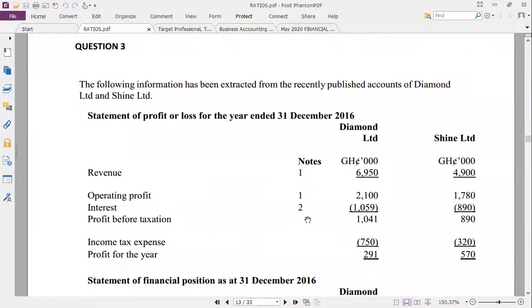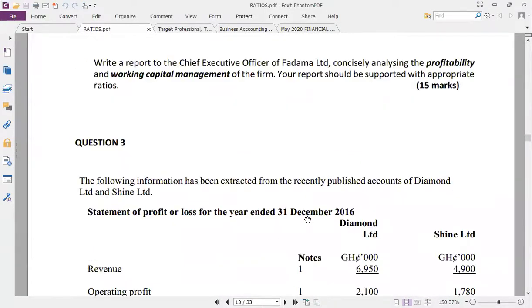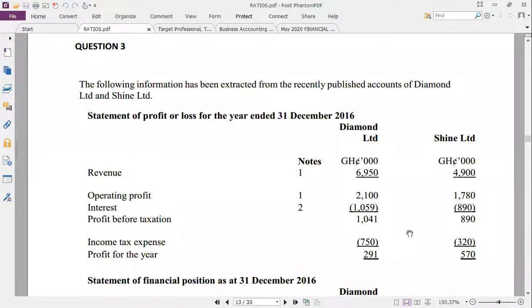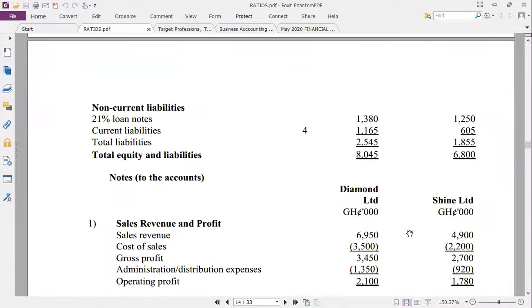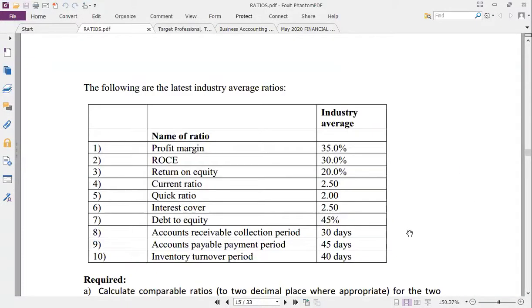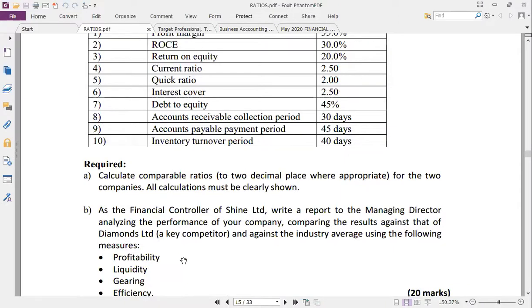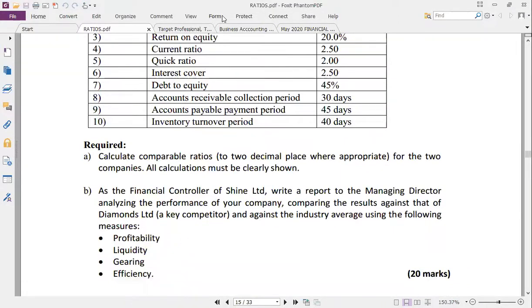Okay, so now let's continue the game. But if you come to Diamond and Shine, it's not like that. When you come there, you are restricted. The following are the latest industrial averages. So 10 ratios. You are restricted to these 10 ratios. You are done. That's Diamond and Shine, before you go ahead to provide the interpretation. So this is the sort of question you're going to meet in the exams. You meet restricted questions.